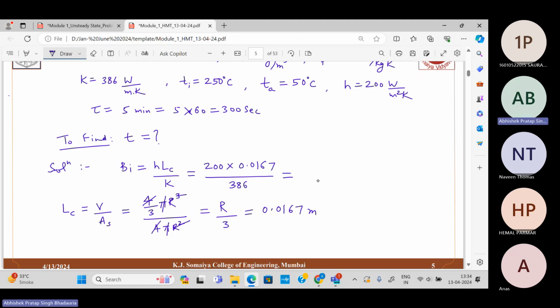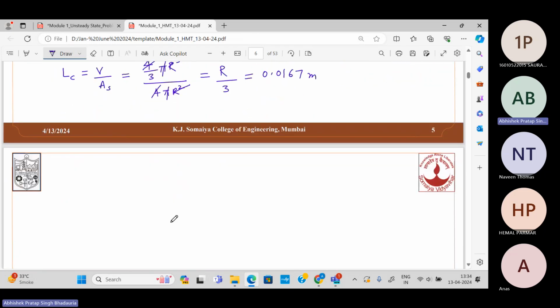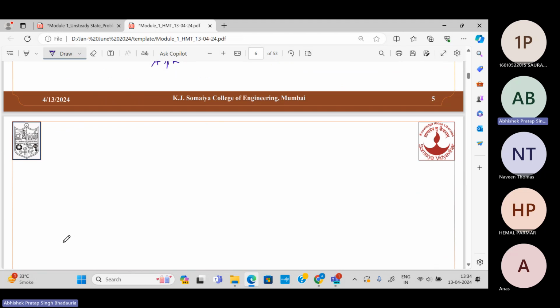You just calculate this. So the calculated value of Biot number is 8.64 into 10 to the power minus 3. Okay, so this is the calculated value of Biot number. So the Biot number is less than 0.1, and if it is less than 0.1, that means lumped parameter analysis is applicable. Now we have to apply lumped parameter analysis.